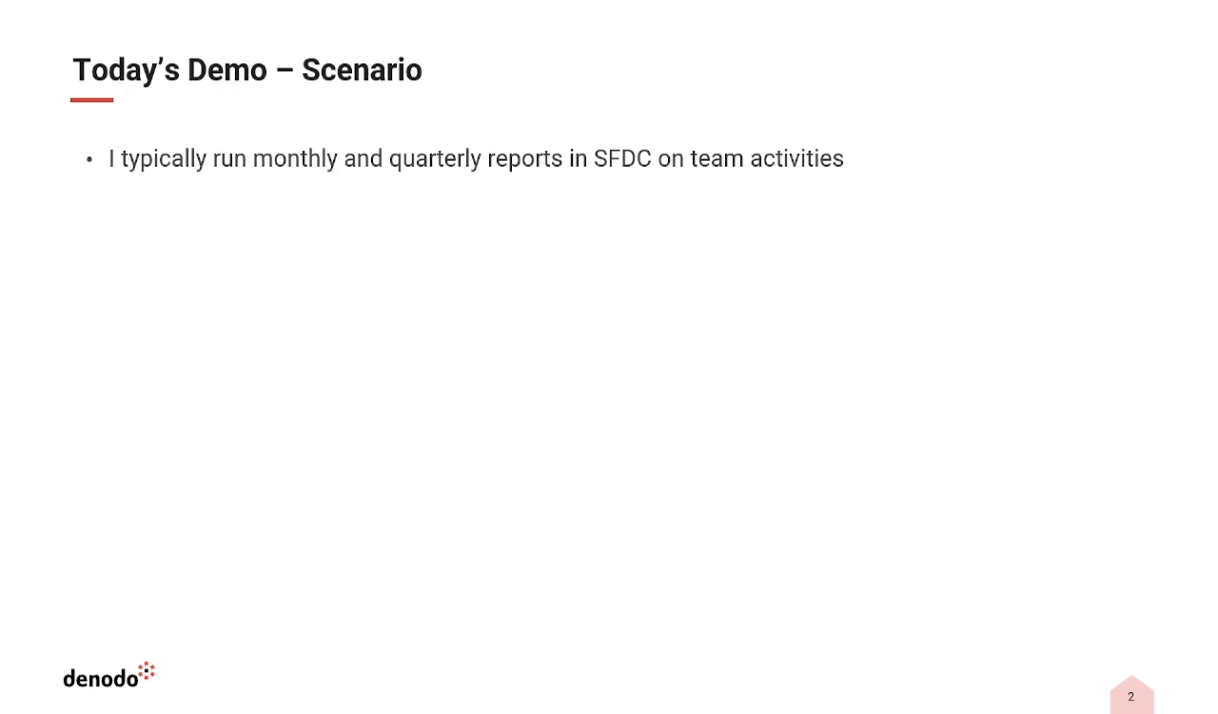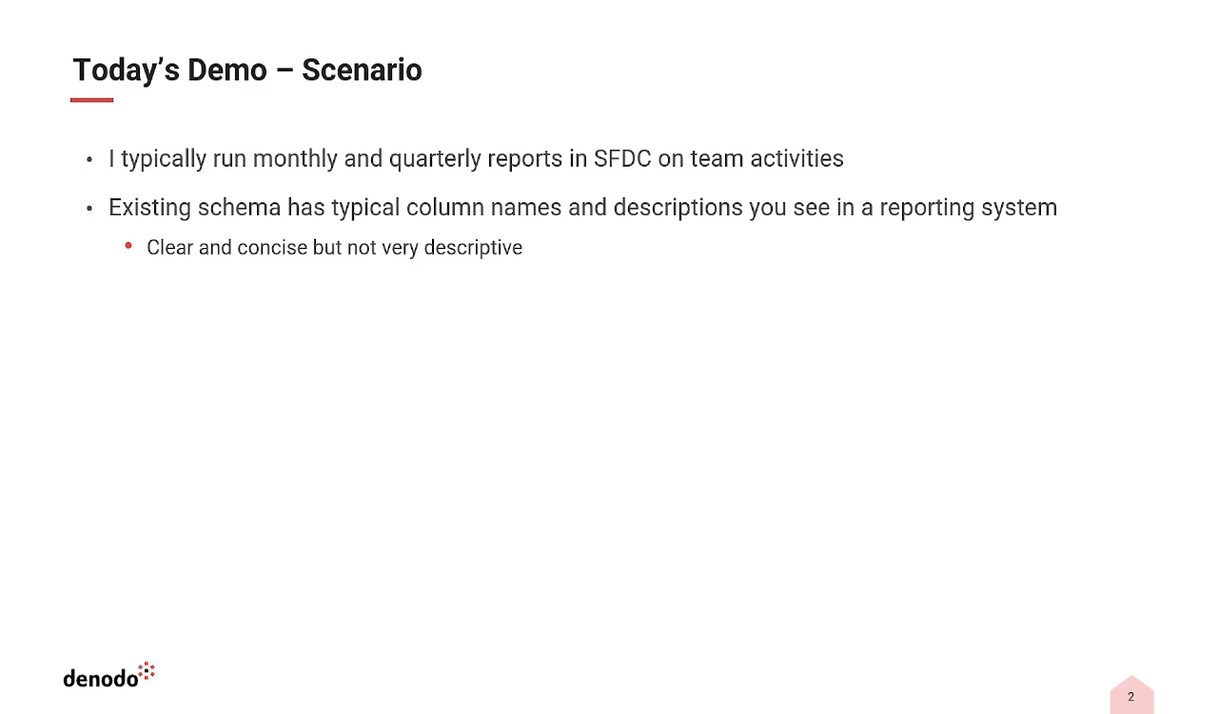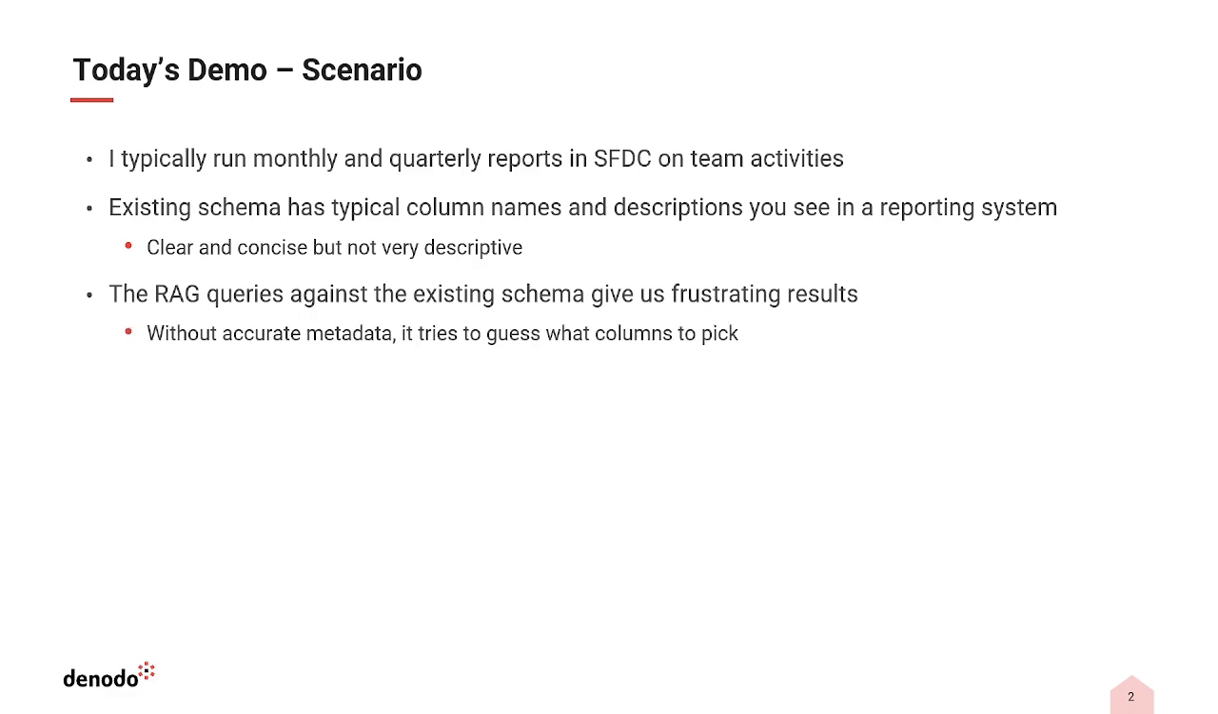So I typically run monthly and quarterly reports in Salesforce.com on my team's activities. The schema that I use has typical column names and descriptions that you would see in a reporting system. They're clear and concise, but they're not very descriptive. And so when I start running the RAG queries against the existing schema, it gives me some frustrating results.